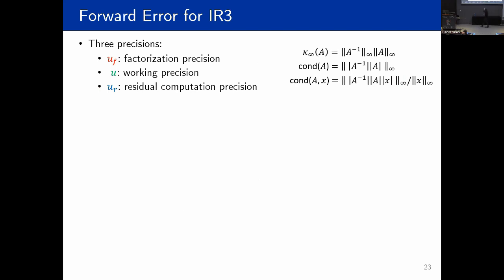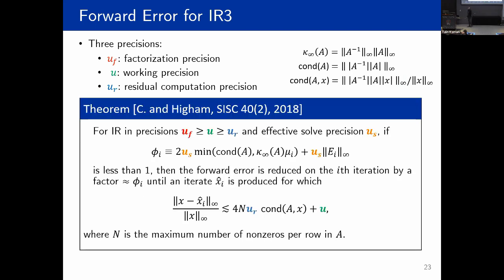Let me just state the results. Again, I have my three precisions. What is the forward error result? If I do iterative refinement in these three different precisions, and I have an effective solver precision u sub s, as long as this quantity phi, which only depends on the effective precision of the solve, is less than 1, then I know my forward error will get smaller and smaller by this factor until I reach the limiting forward error. The limiting forward error depends on the precision in which I compute the residual and the working precision.